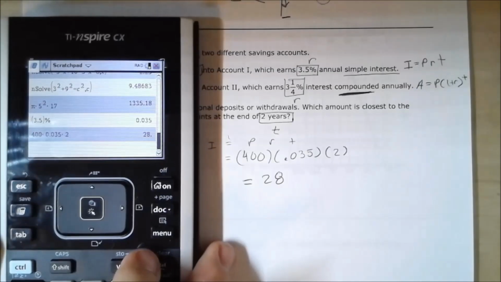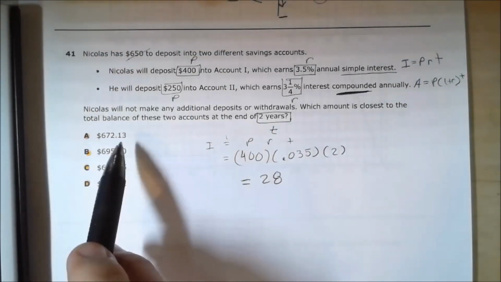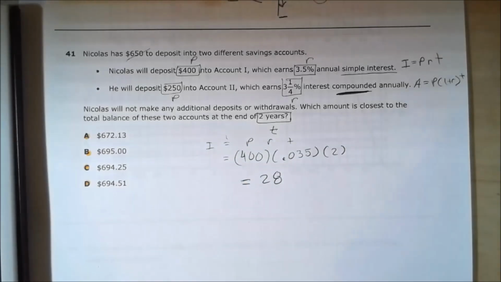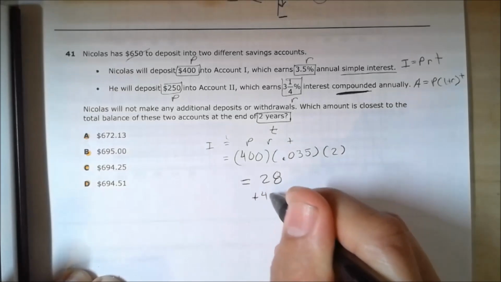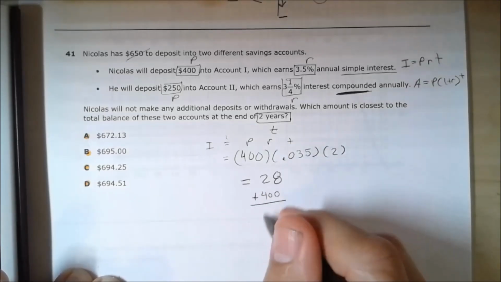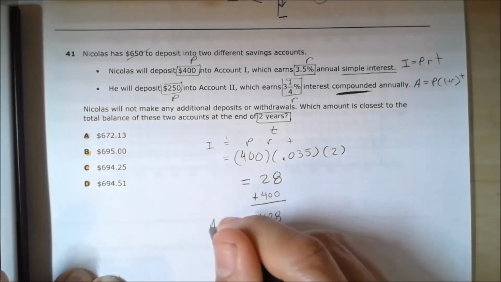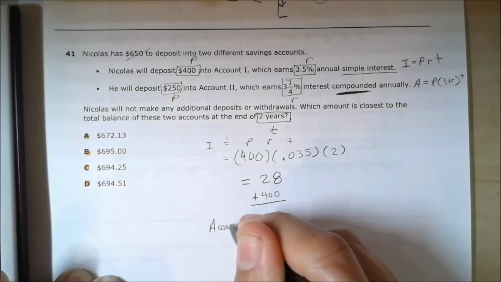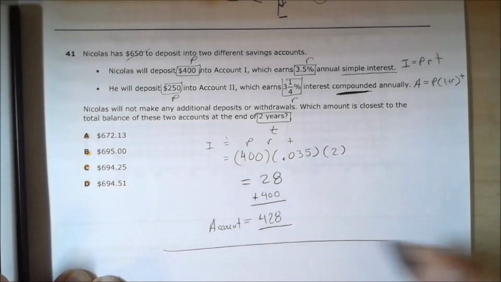We need to add that to the principal, right? Because it wanted to know which amount is closest to the account balance of these two accounts added together. So let's add that to our principal, which was 400. So in that account, we're going to have $428. So I'm going to put account. Now we need to do the other half of the problem.